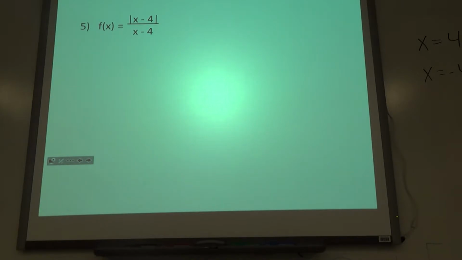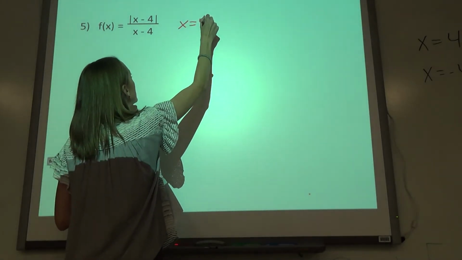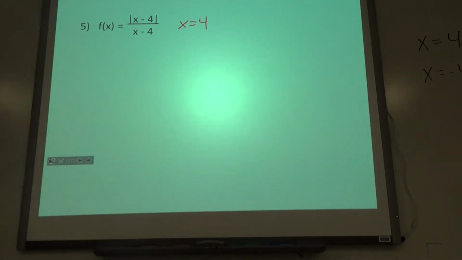So, example 5, f of x equals absolute value of x minus 4 all over x minus 4. Which x value should we be worried about? 4. I need to look on my calculator at where x equals 4, and then I should be able to figure out if it's removable or non.